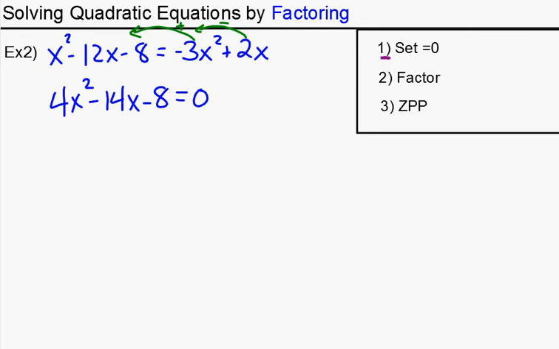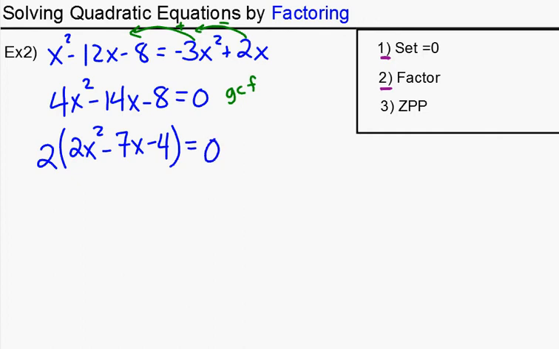Step 2, I go through and I factor. I could try a is not 1, but first I want to pull out a GCF. If I look at all those quantities, I can pull out a 2 and be left with 2x squared minus 7x minus 4 equals 0. It just makes my factoring easier if I pull out the GCF first.